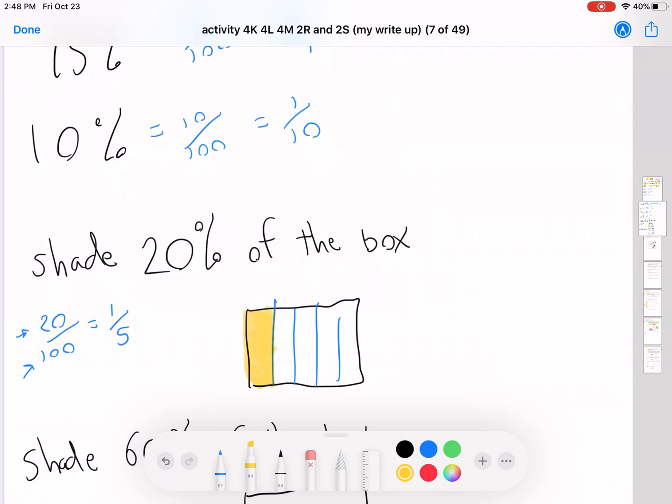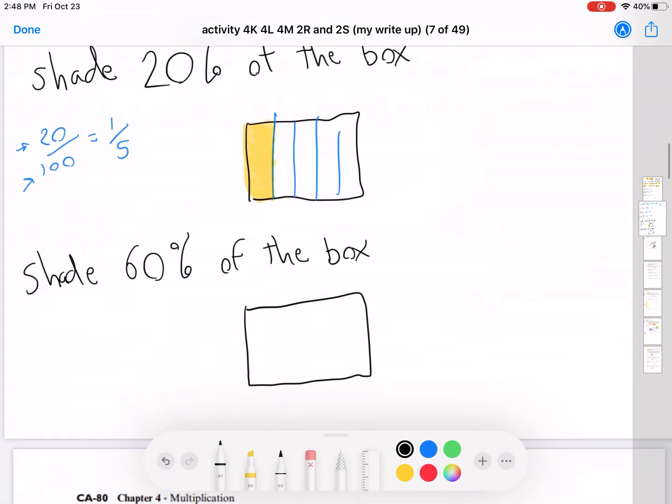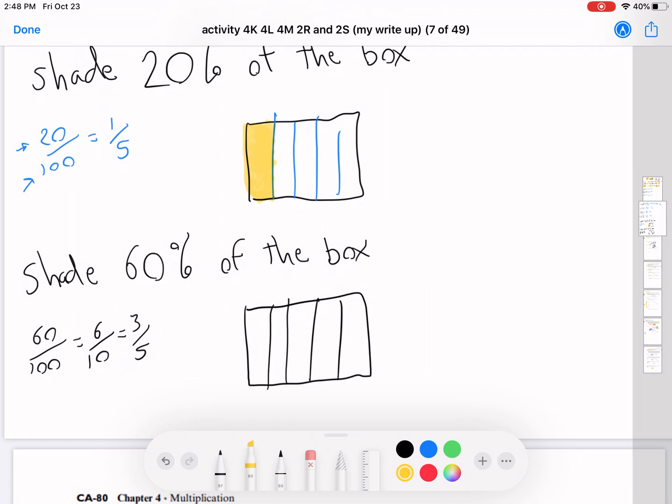If I said shade in 60% of something, well, we need to know that 60% means 60 out of 100, which is the same thing as 6 out of 10, which is the same thing as 3 out of 5. If I wanted to come up with equivalent fractions, chop this thing into 5 equal pieces as best you can, and we would shade in 3 out of those 5 equal pieces, because that is equivalent to 60 out of 100 and 60%.